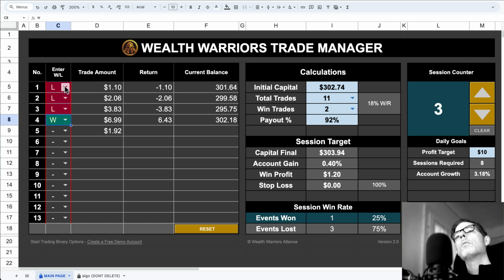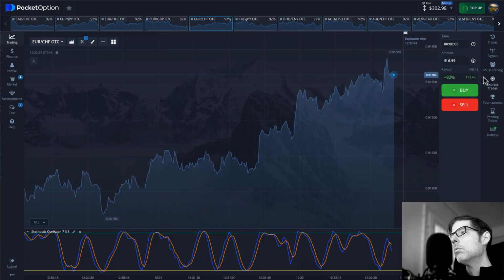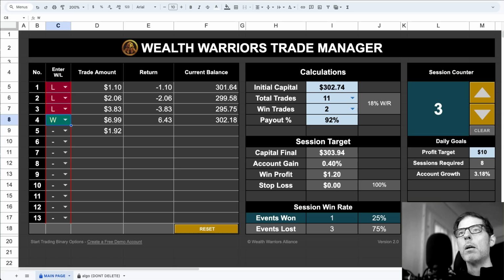So we've had 3 losses in a row. We've had 1 win, and we are still not completed with the session. So over here on the calculations on the trade manager, I must win 2 out of 11. So we need another win to make this session profitable. So the next trade amount is 192. So now we're using a smaller amount. Look at that. So we had 699.